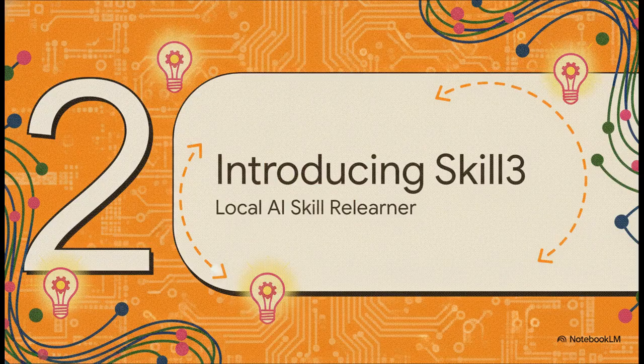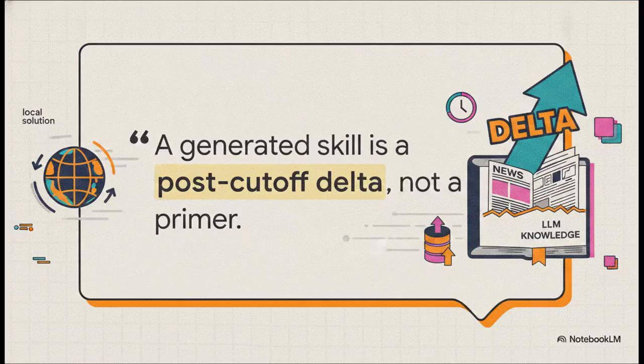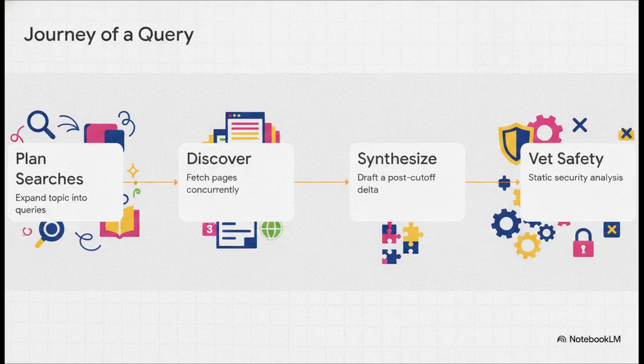Which brings us to part 2, introducing Skill3. Now, the absolute core invariant of this software, the rule it lives by, is this. A generated skill is a post-cutoff delta, not a primer. Skill3 is designed to deliver a highly targeted news briefing of exactly what the model missed. The model already knows the foundation of the topic, up to its knowledge cutoff. Re-explaining those basics, that's just wasting context tokens and processing time. So Skill3 only gathers what changed after the cutoff and compiles that into a skill the agent can load at runtime.